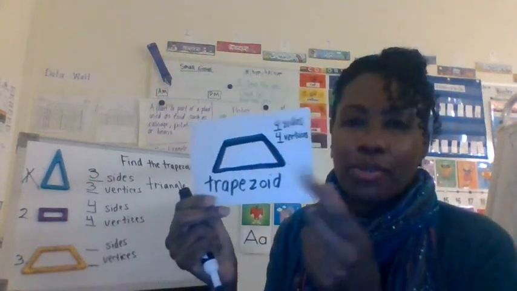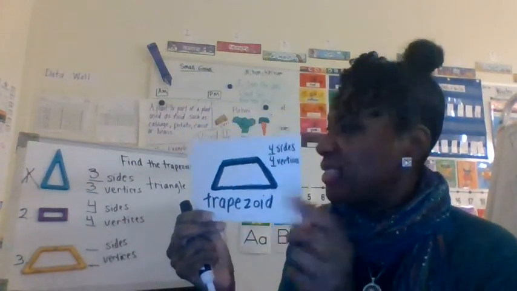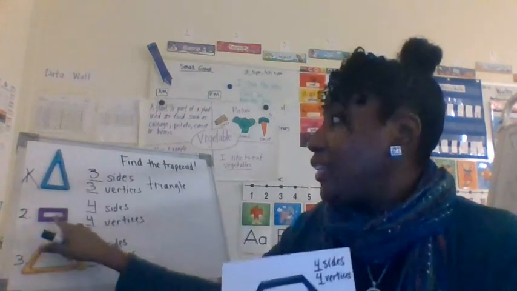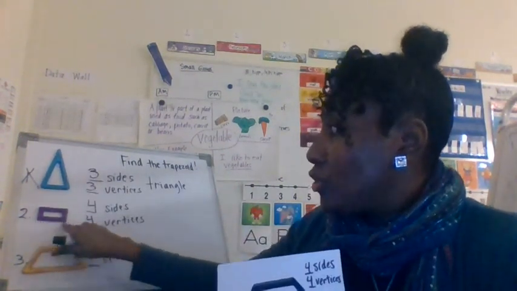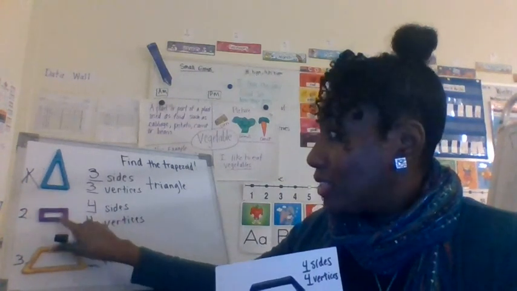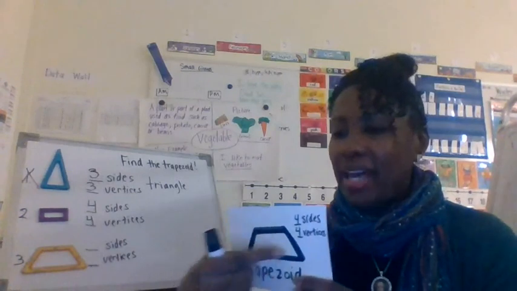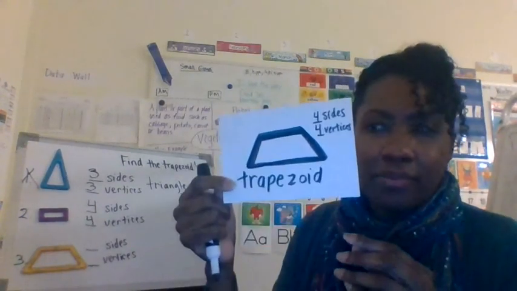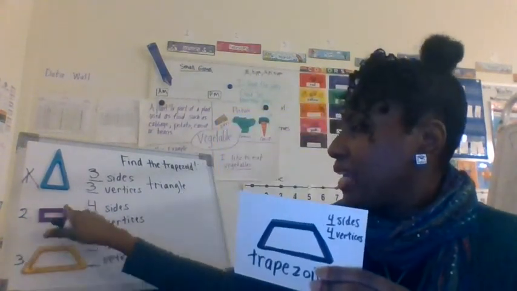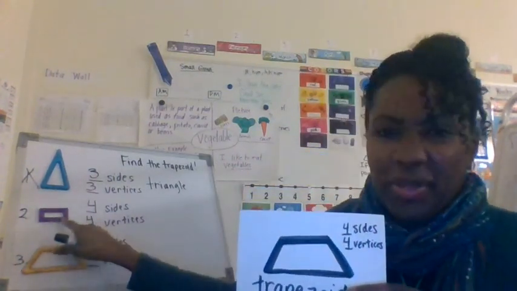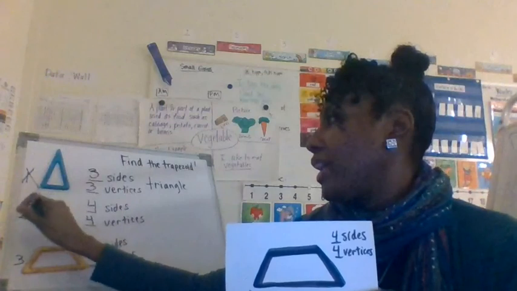But is it a trapezoid? Does it look like a trapezoid? One thing I notice about this shape is that it has 2 long sides and 2 short sides. So if it has 2 long sides and 2 short sides, and the sides are straight, they come straight down, and these sides are diagonal. So is this a trapezoid? No, let's put an X on that shape.